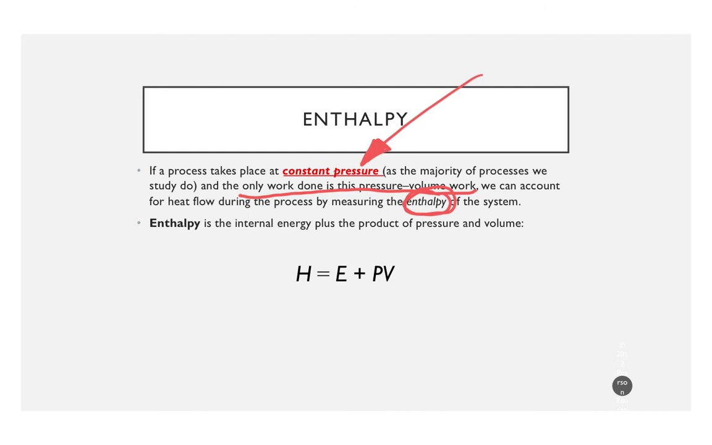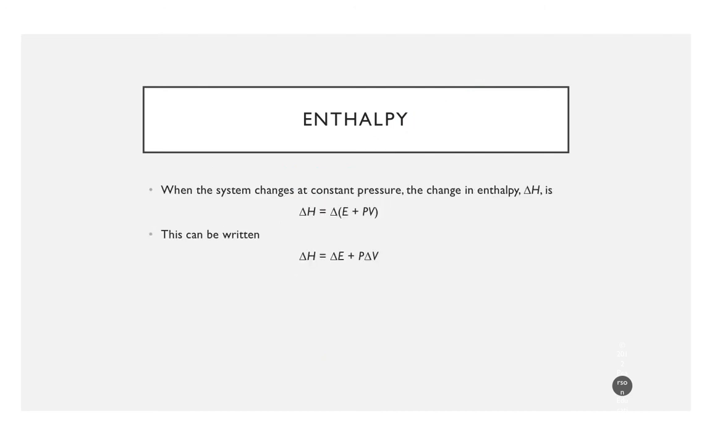So enthalpy is defined as the internal energy plus the product of the pressure and the volume. That again isn't very useful because, as we said before, internal energy itself is very difficult to calculate. So instead, the more useful thing to think about with enthalpy is the change in enthalpy. If we figure that out, we can see that the change in enthalpy equals the change in internal energy plus the pressure, which is being kept constant, times the change in volume.